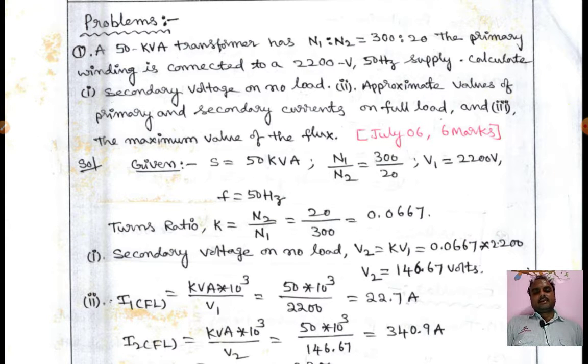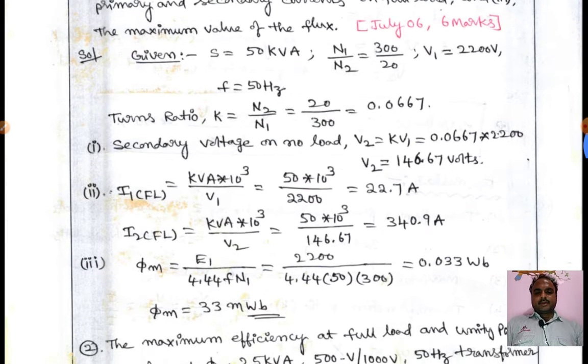So this one was asked in July 2006, 6 months. So the same type of problems are also asked in recent exams. So first you write the given data: S is equal to 50 kVA, N1 by N2 is equal to 300 by 20, V1 is equal to 2200 volts, f is equal to 50 hertz. So these are the values given in the problem.